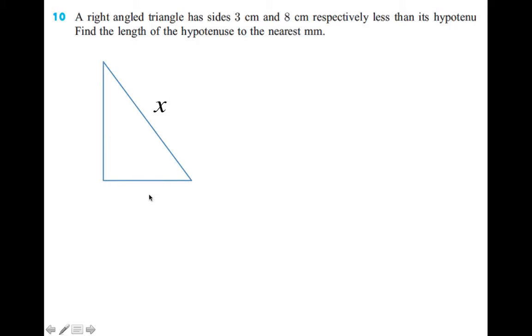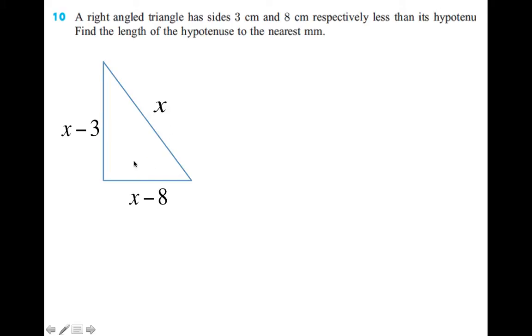So this one, I'm going to label it, this one is 3 less than the hypotenuse. So the length of this is 3 less than hypotenuse. And this one, the length is 8 less than the hypotenuse. All right, so this word respectively just means that 3 is taken from the hypotenuse and then 8 is also subtracted from the hypotenuse. So there's our triangle.